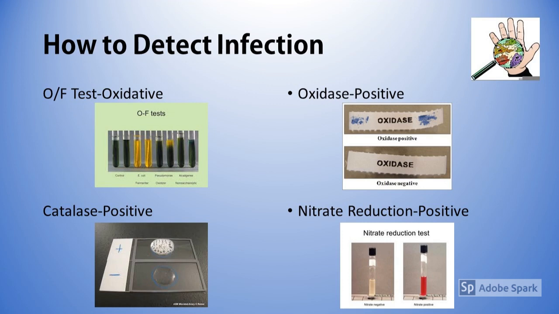So now let's look at how we detect Pseudomonas aeruginosa. We can perform an OF test, and that is really to differentiate whether or not bacteria will produce an acid from carbohydrates under an aerobic condition.